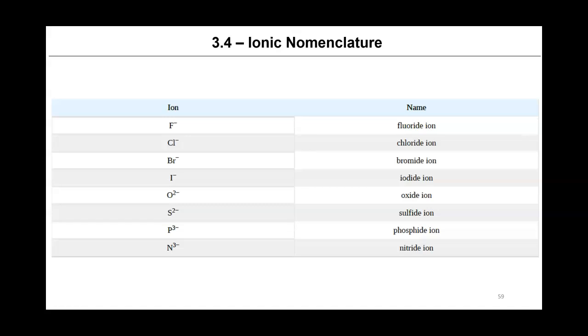So here are some examples. These first three are what we call halide ions because they are formed by the halogens: fluoride, chloride, bromide. Then we have some ions formed by group 6A elements. So we have oxide ion and sulfide ion. And then finally we got some ions formed by group 5A elements, phosphide ion and nitride ion. So you can see, take the first syllable of the element's name and add the letters IDE followed by the word ion when we're naming an anion.